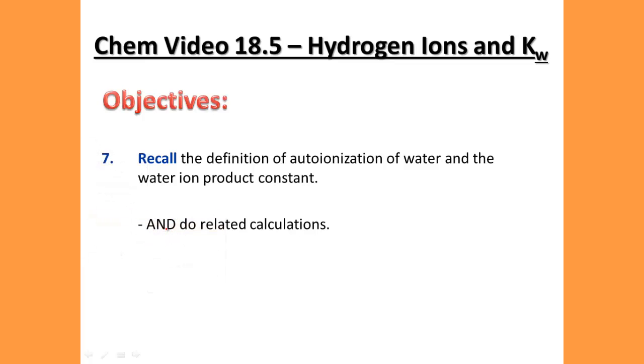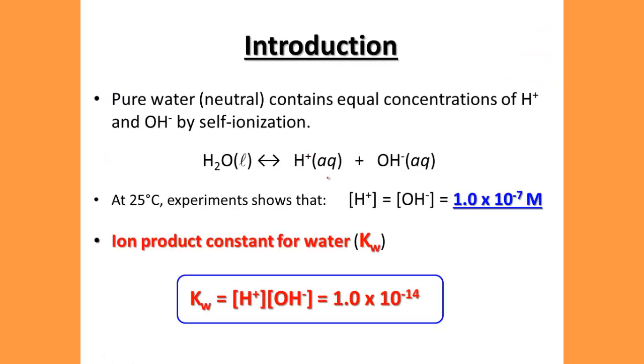For video 5 on our acids and bases, we're going to look at our hydrogen ions, and what we're going to talk about is Kw. We're going to look at the autoionization, or self-ionization, of water, the products of the water ions and their constants. We're also going to look at their calculations today. A couple things that we're going to look at.